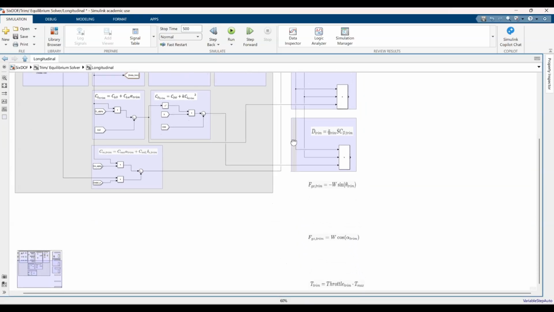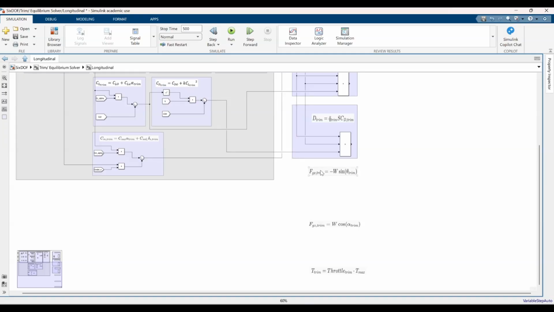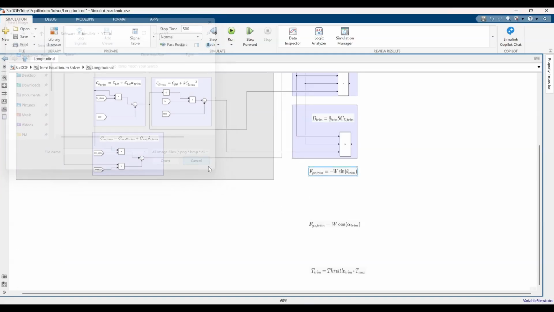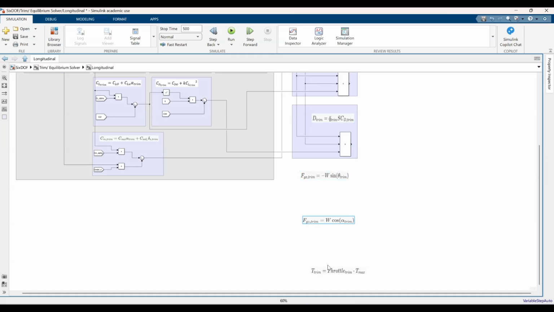Let's go down. We want to do these 3 guys now. So we need FG, FGX, FGZ, and throttle trim. So all 3 need product. So there goes that. 2 more copies. 1, 2.